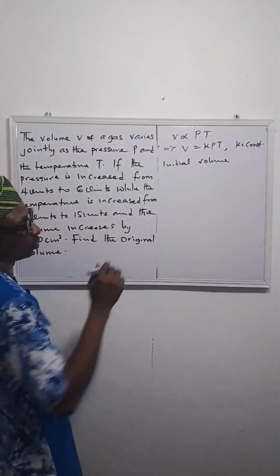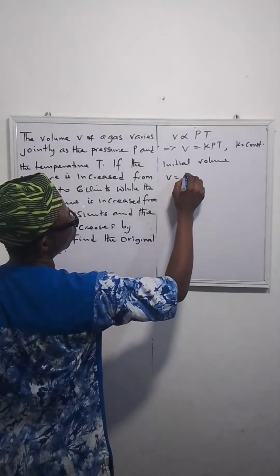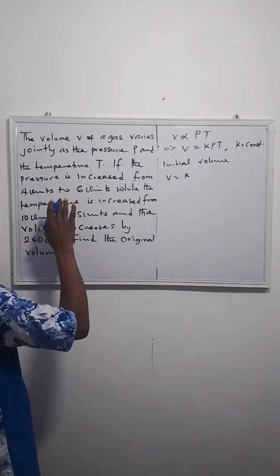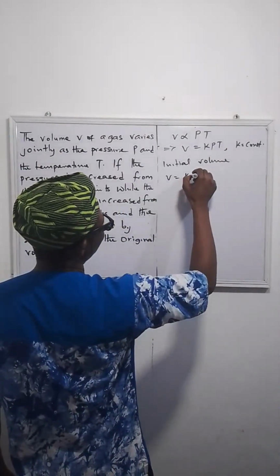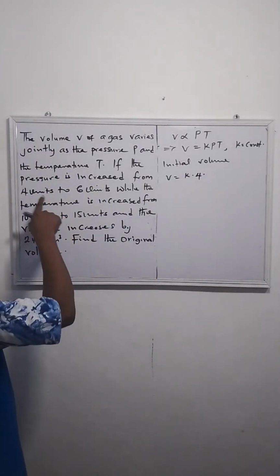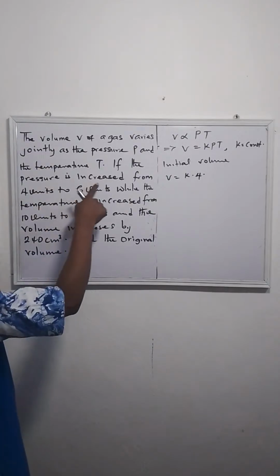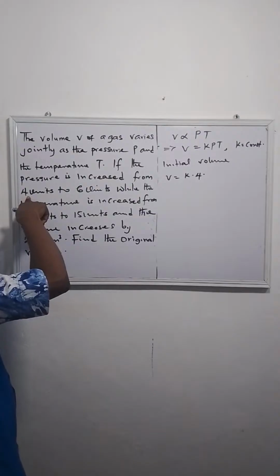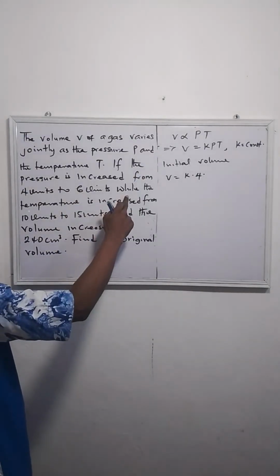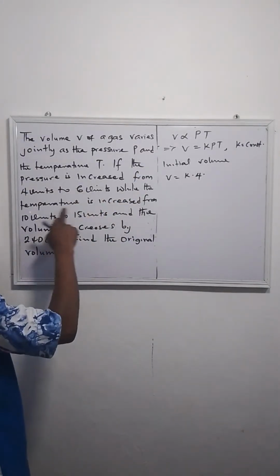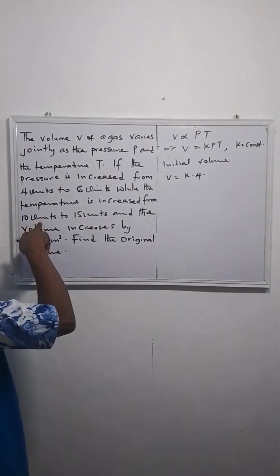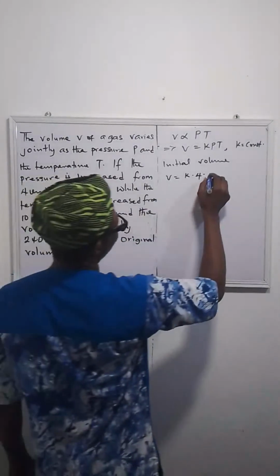Initial volume. So we have V equals K. Now the pressure at that time is 4 units. That means the initial pressure is 4 units. Now let us look at the initial temperature. The temperature is increased from 10 to 15. So the initial temperature is 10 units. So we can plug in that.